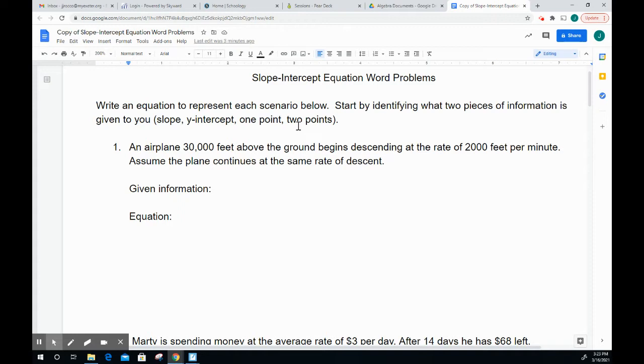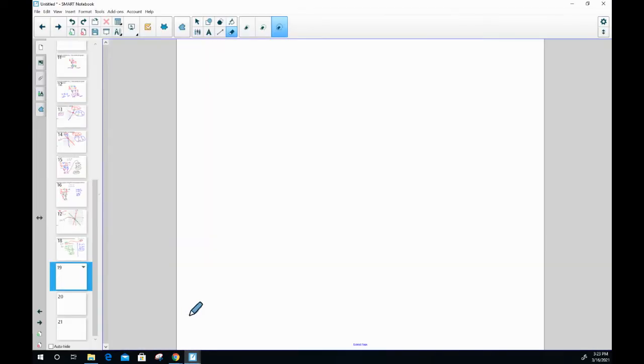All right. So let's start with example 1. It says an airplane 30,000 feet above the ground begins descending at the rate of 2,000 feet per minute. Assume the plane continues at the same rate of descent. Now, I like to draw a picture. It's going to be an absolutely terrible picture, no question about it. But got a plane.